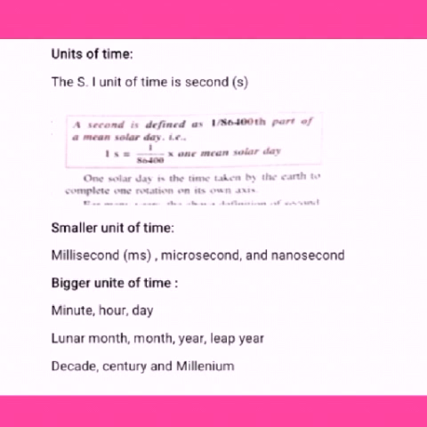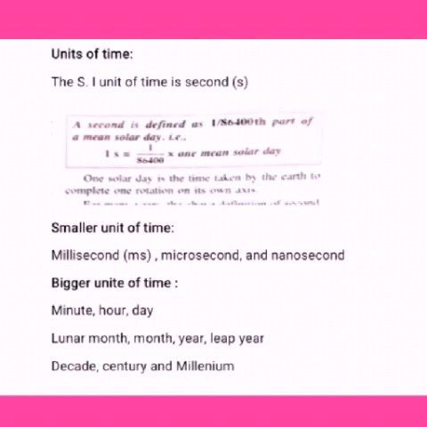That means 1 year comes to 3,15,56,926.08 seconds. 1 second is a time interval of 9,192,631,770 vibrations of radiation. Smaller units of time are millisecond, microsecond and nanosecond. 1 millisecond is 10 to the power of minus 3 second.